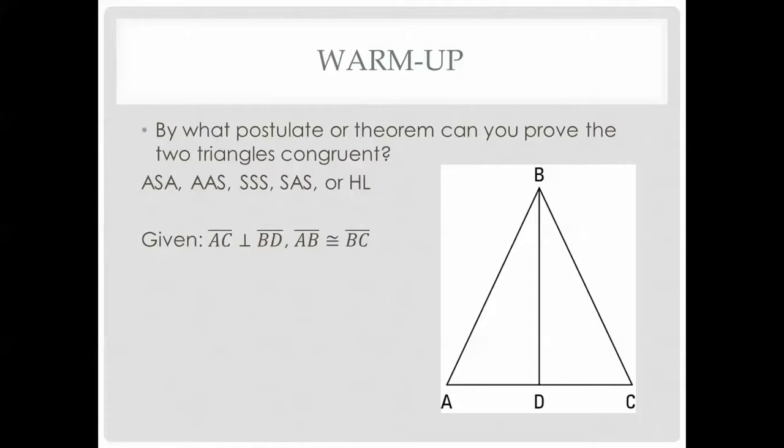Okay, in this warm-up, I want you to think about how you could prove that triangle ADB is congruent to triangle CDB. You're given that AC is congruent to BD and that segments AB and BC are congruent. The reason we're warming up with a proof here is because we are going to do some triangle similarity proofs in this section.